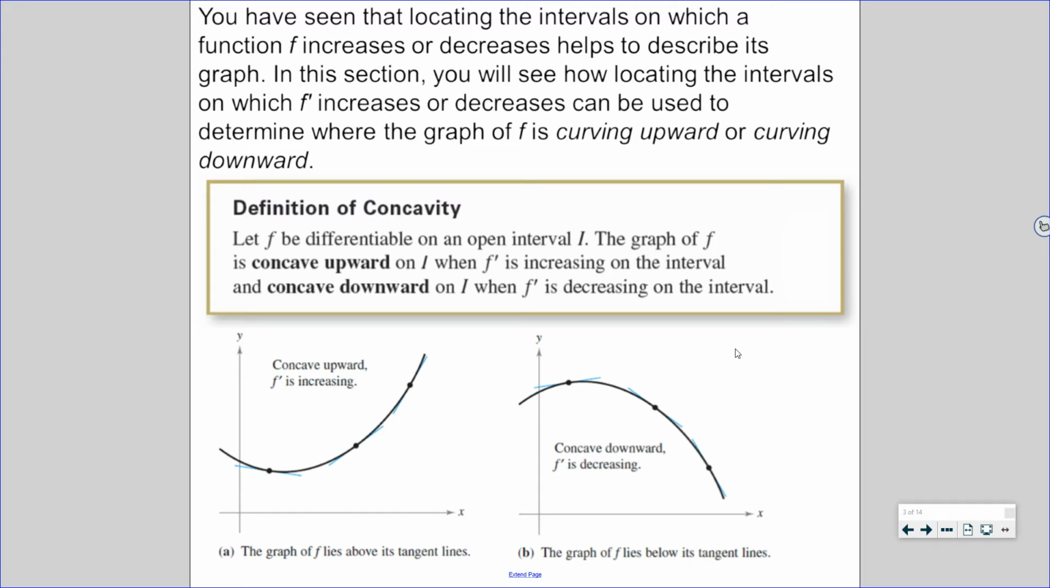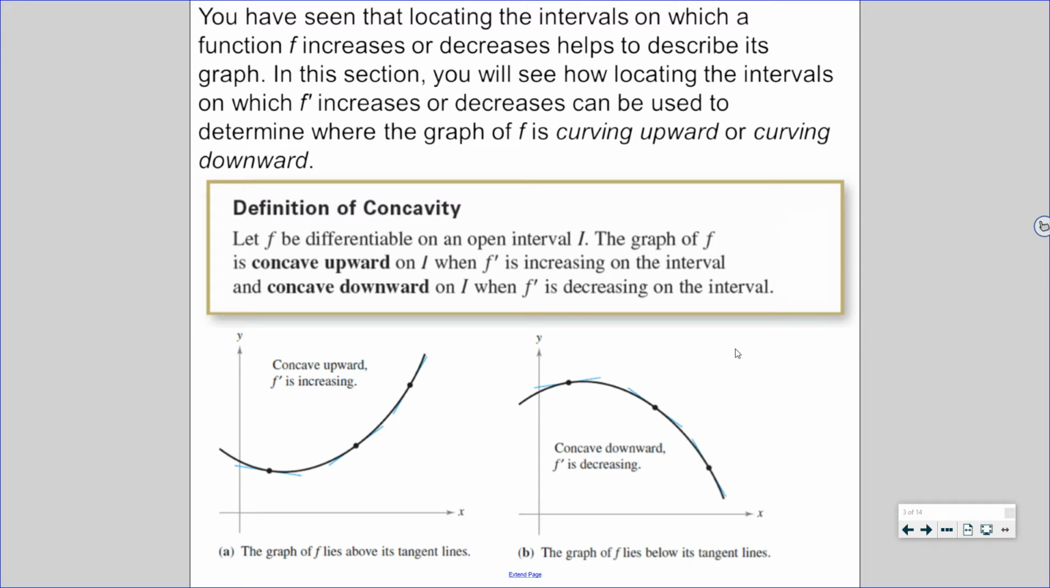So here we talked about how our first derivative helps us locate how our function is increasing or decreasing. So now basically we're going to look at how the slopes are increasing or decreasing. Okay, so we're looking at the derivative of the derivative, if you will.